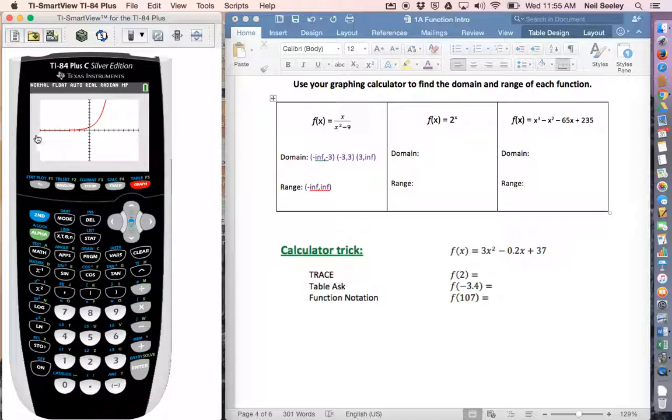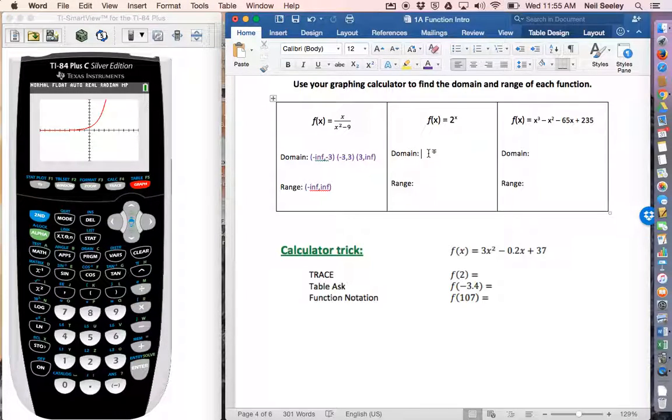Domain on this one, smallest x, that graph just keeps going, is negative infinity. And interestingly enough, the biggest x will get, it just keeps going, going, going. So you can go as far as you want in either direction. So we'd say that's negative infinity to infinity. And if you want to do that cool all reals double back R, go for it.